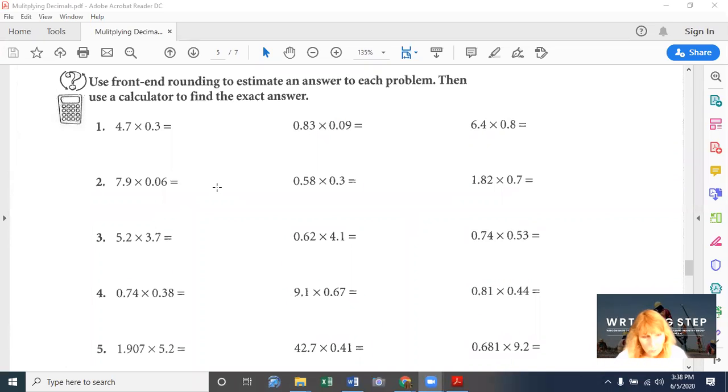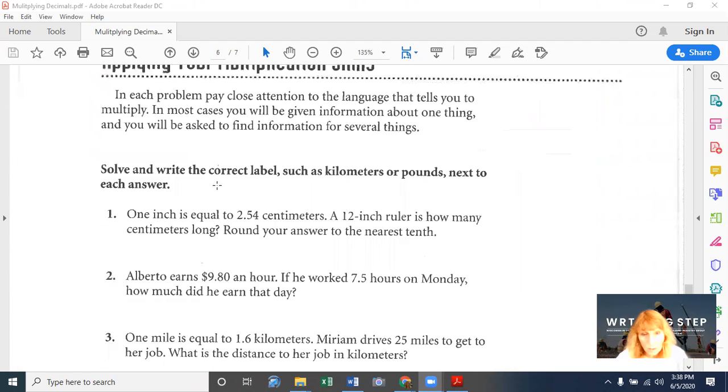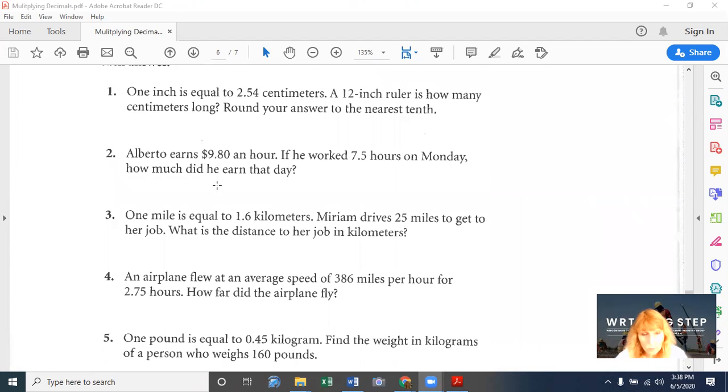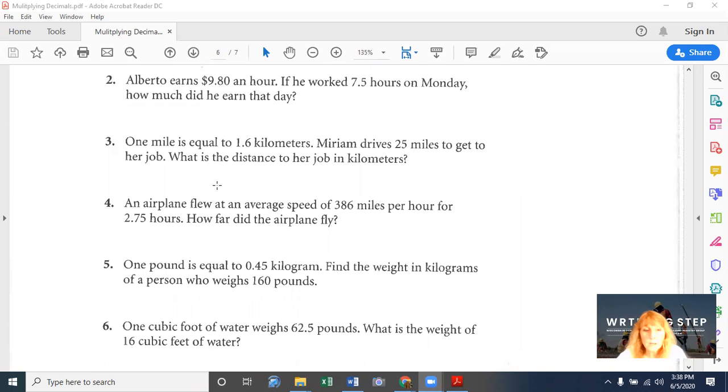Let's go to using our skills now in word problems. So let's try number 3 here. So let's circle that one. 1 mile is equal to 1.6 kilometers. Miriam drives 25 miles to get to her job. What is the distance to her job in kilometers, however you want to say that? So she drives 25 miles.